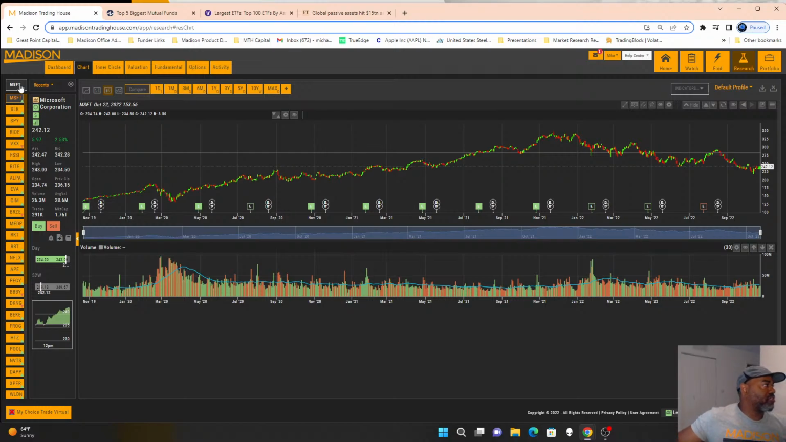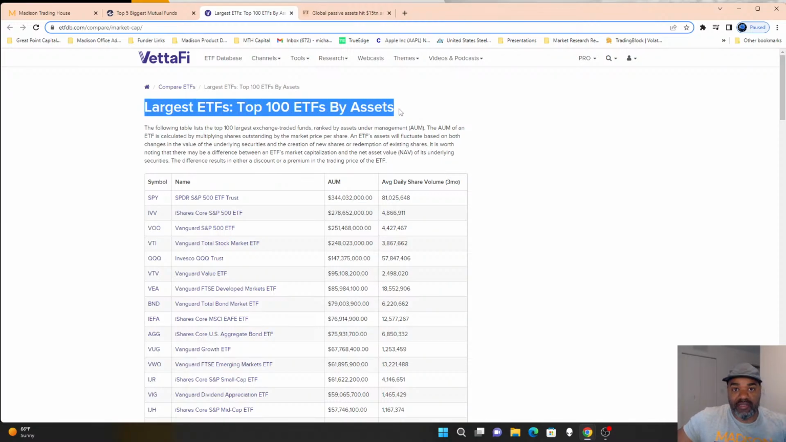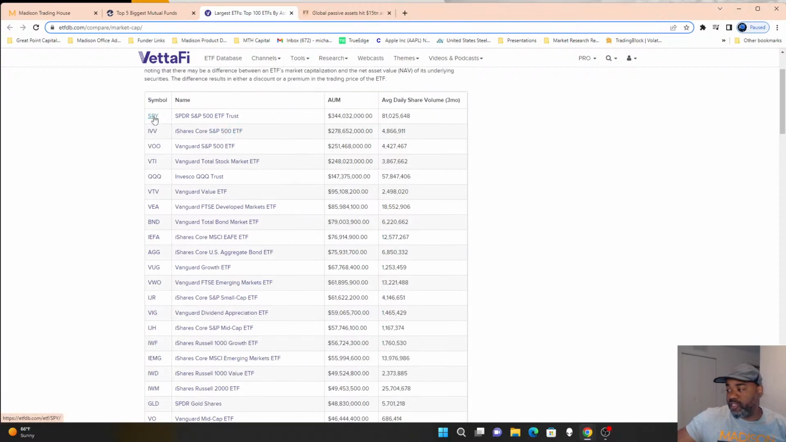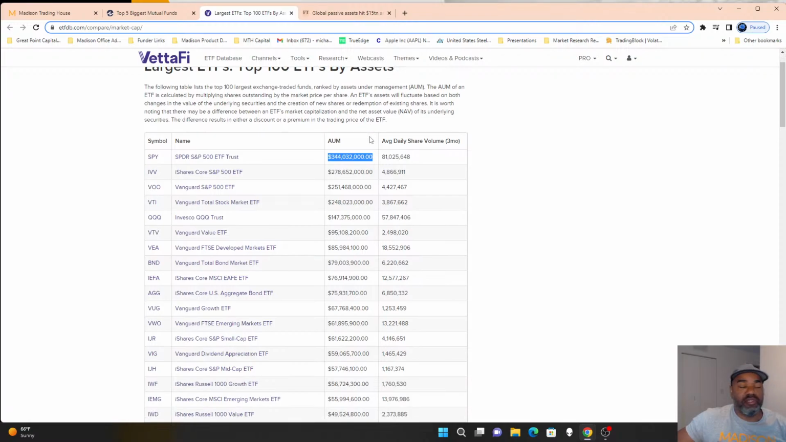Let's actually look at the numbers here. I'm going to go to ETFs first. I was going to go to mutual funds first, but let me look at ETFs. Here are the largest ETFs, the top 100 ETFs by assets. They're not saying the best performing ETFs, the ones with the best returns. They're just saying, here are the biggest ETFs. So first place, as I mentioned, we have the SPDR ETF, the SPY, which has, as of the date of publication, which I believe was recent, $344.032 billion of assets under management.